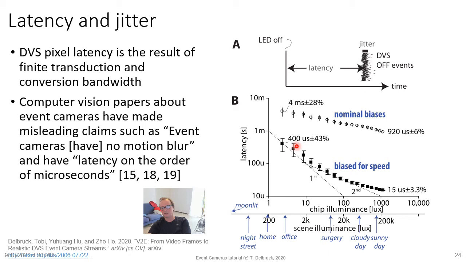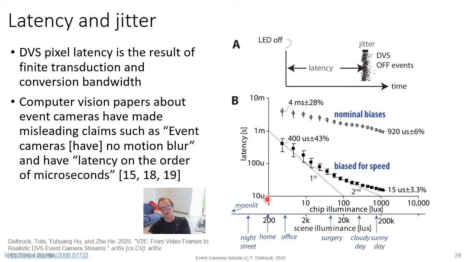So you can see here the latency when we use nominal biases, that's like typical user biases, is a soft function of absolute intensity. It goes from about 4 milliseconds at a few lux chip illumination down to about 900 microseconds, or just less than a millisecond, with very bright chip illumination. Now, if we really crank up the pixel, turn up the photoreceptor and source follower biases, we can get the pixel to respond much quicker. You can see here we get a minimum latency of about 15 microseconds. But you see now it's a much stronger function of intensity, right?